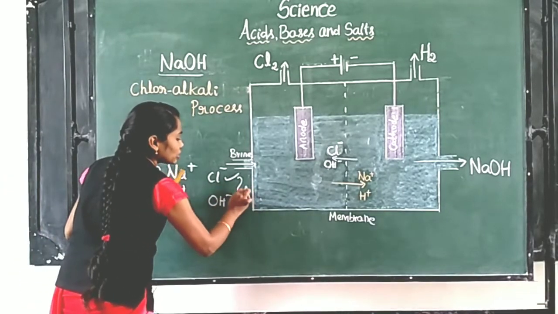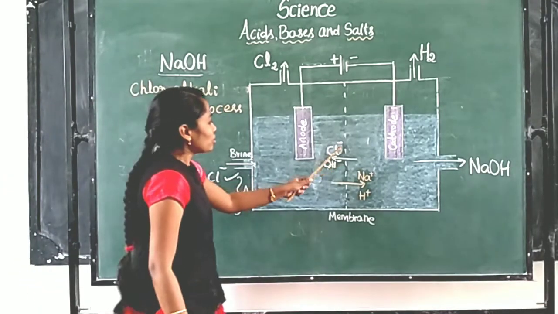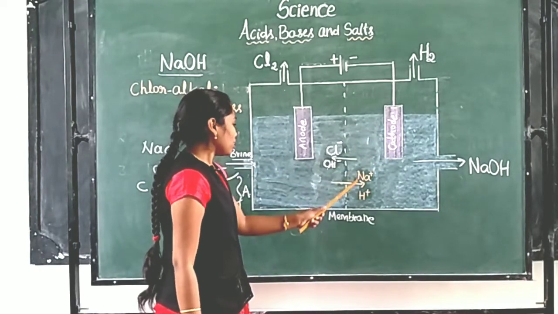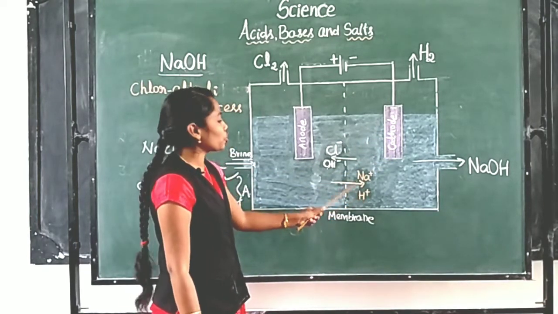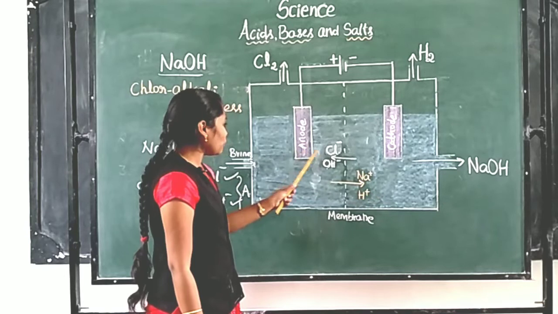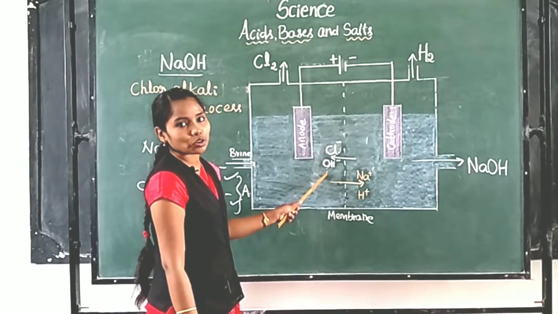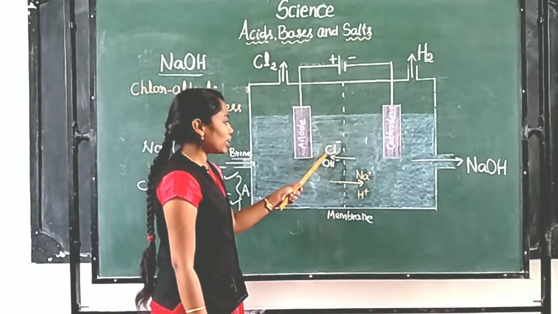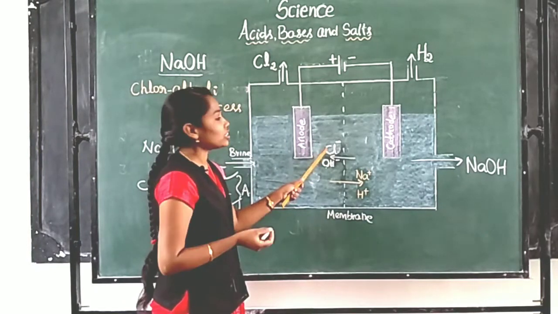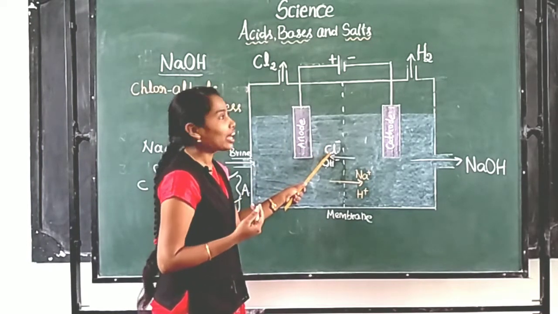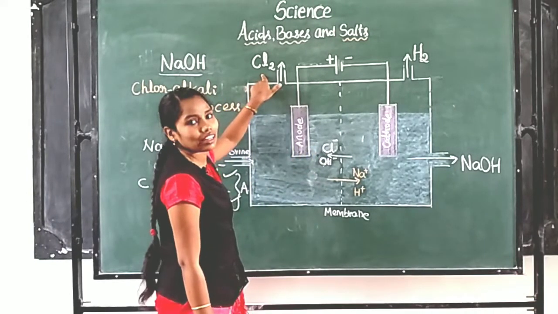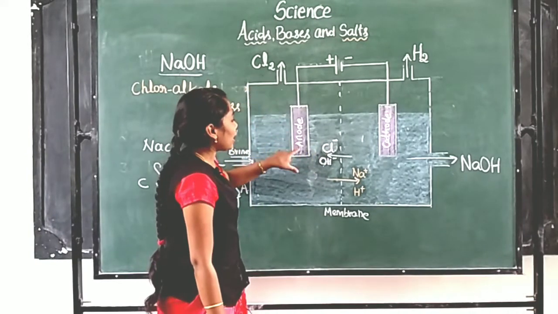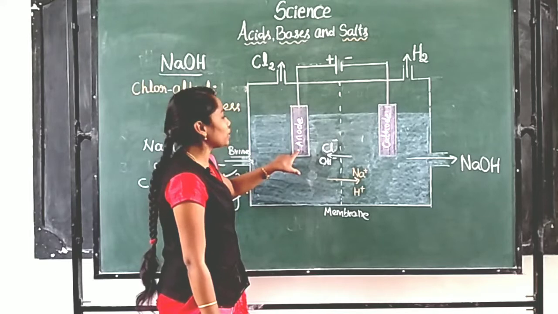are attracted towards the anode. So to the cathode, the sodium and hydrogen are going to be attracted. At the anode, the chloride and hydroxyl ions are going to be attracted. So when it attracts, this chloride ion gives up the electron and it is liberated as chlorine gas, and at the anode, the oxidation process is going to take place.